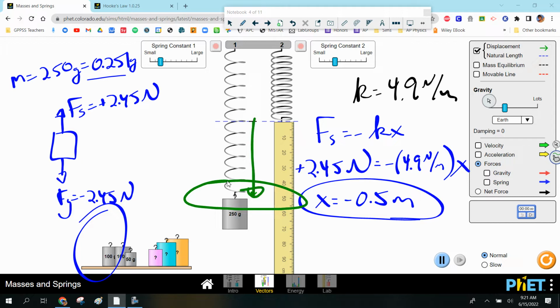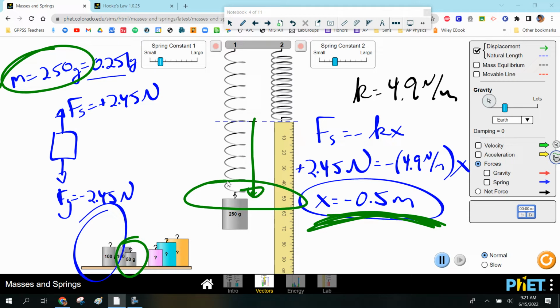The other thing worth noting is that the first mass I used was 50 grams, and 250 grams is 5 times as big. And notice the spring stretched 5 times as far. So that's how you use Hooke's law.